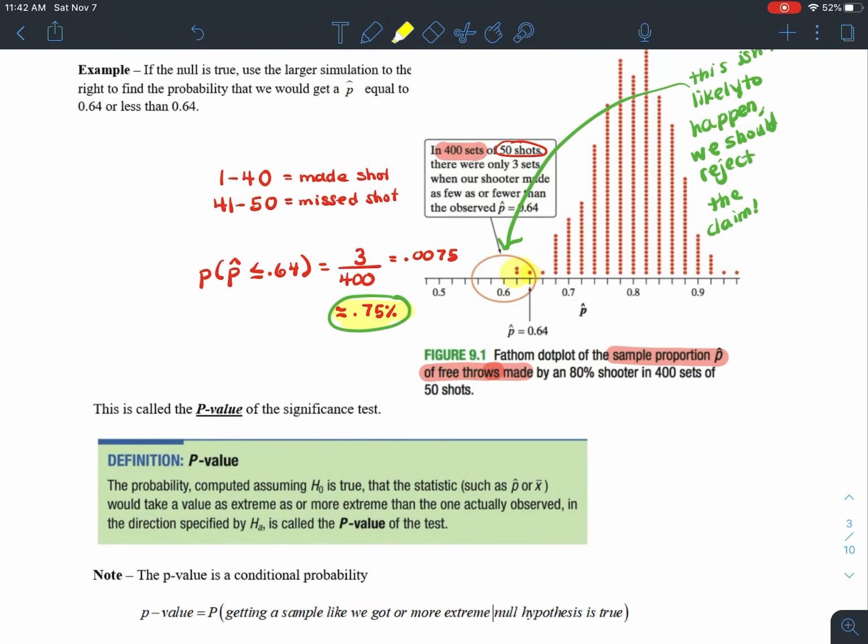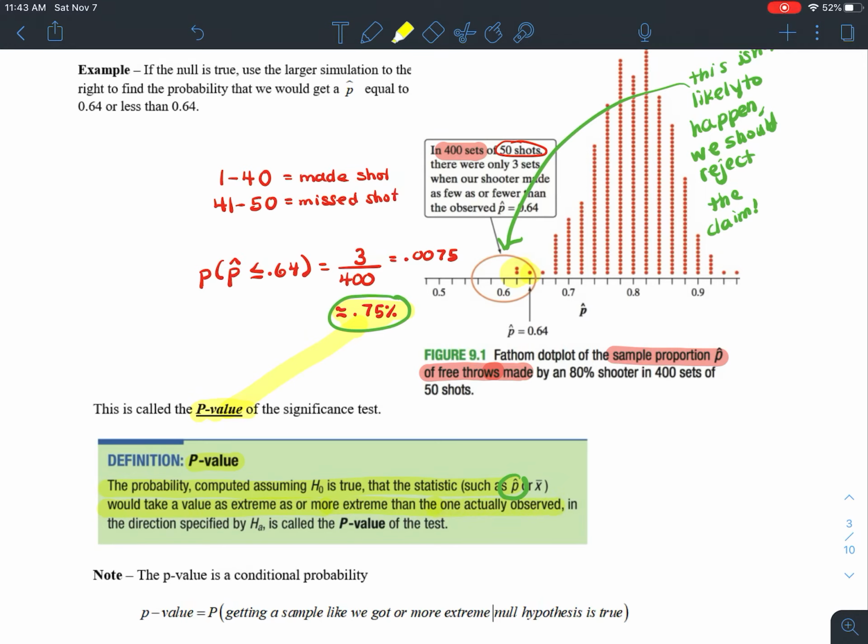And so what we call that 0.75%, that is called in stats a p-value. And what the p-value is, it's the probability of computing, assuming that your null hypothesis is true. It is a probability that your statistic, and in this case, the statistic was a p-hat, would take on the value that you got, in our case 64%, or something even more extreme, that's why we said less than 64%, okay?